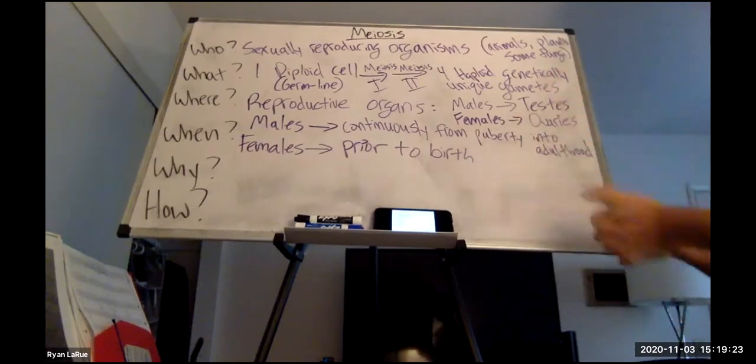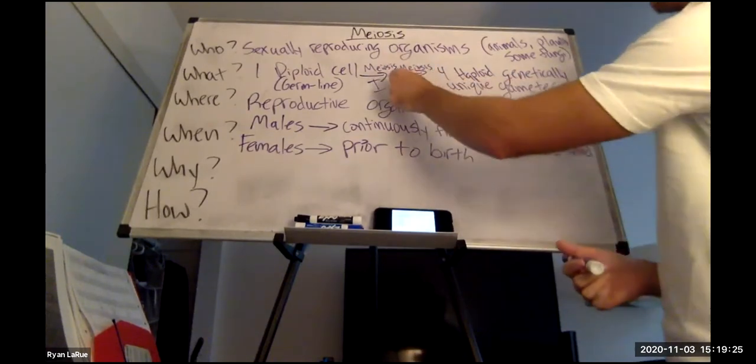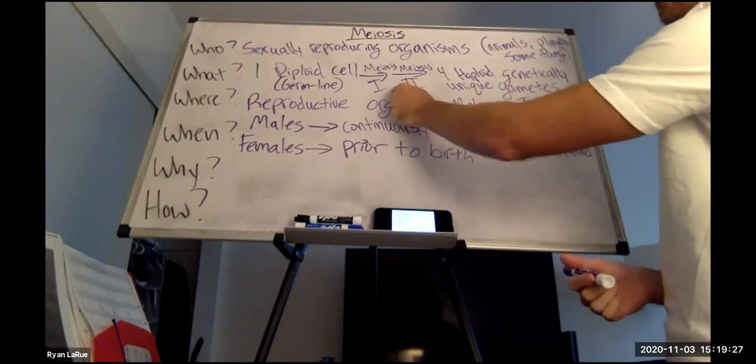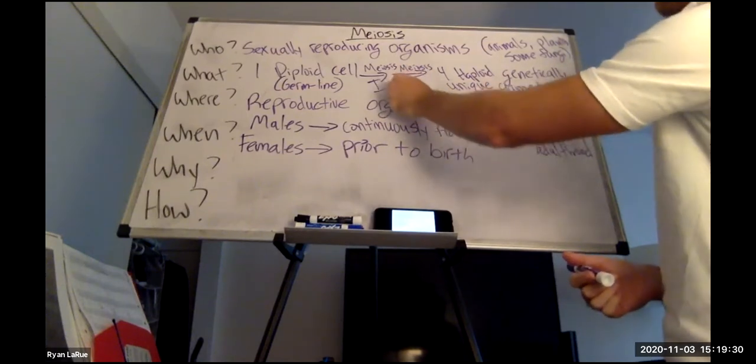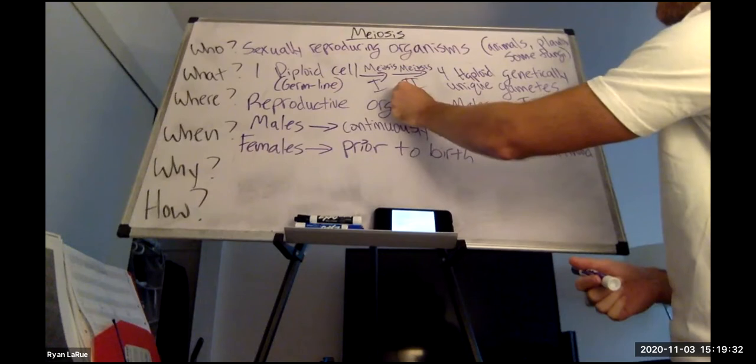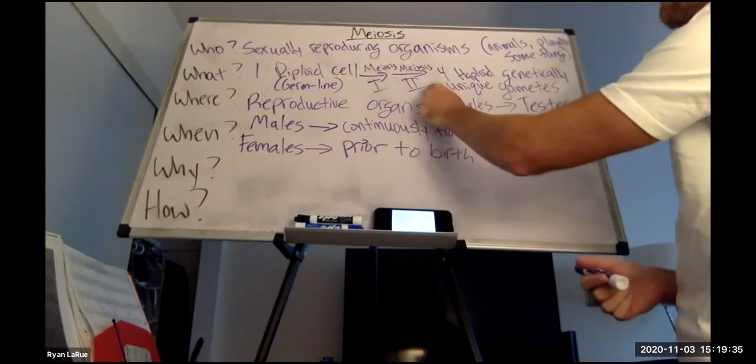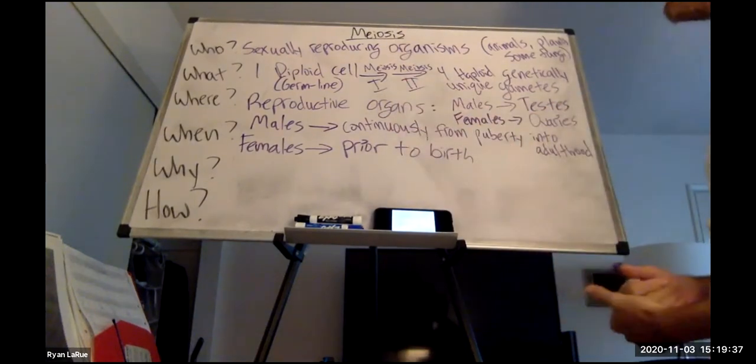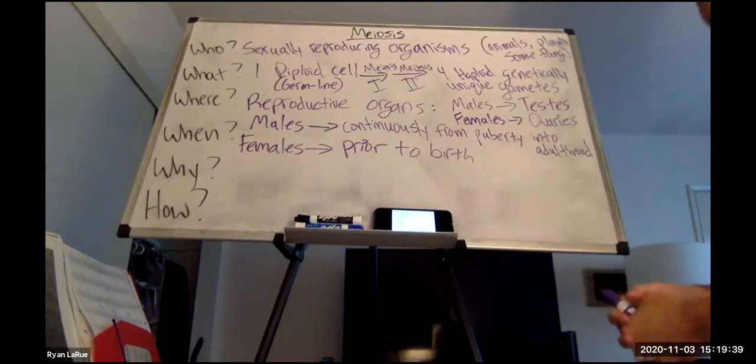Technically, meiosis 1 occurs for females prior to birth, and then it arrests, it halts at the end of meiosis 1, and then meiosis 2 occurs at puberty. But really, meiosis 1 is that critical stage where we're creating these genetically unique cells, as we'll see shortly, and that happens before you're born. It's pretty crazy.